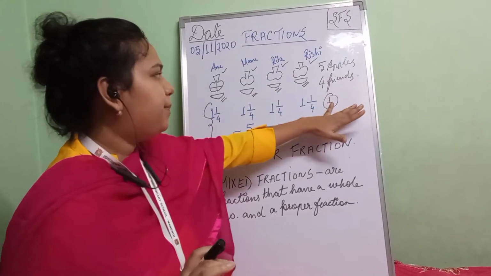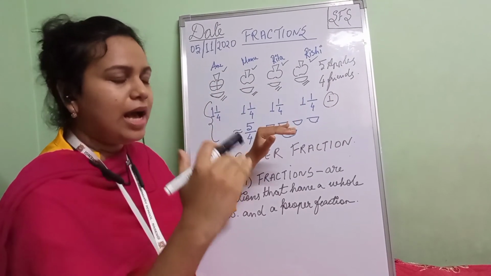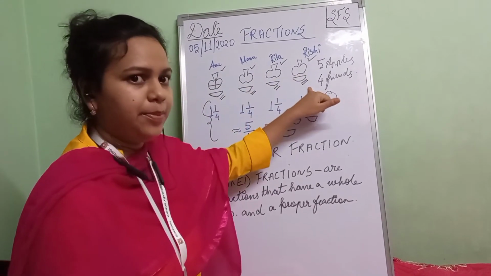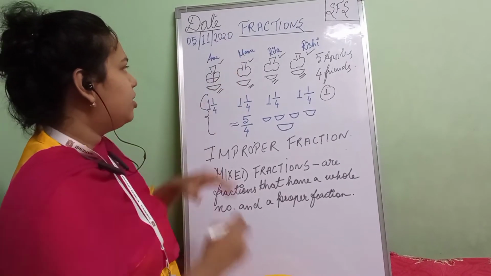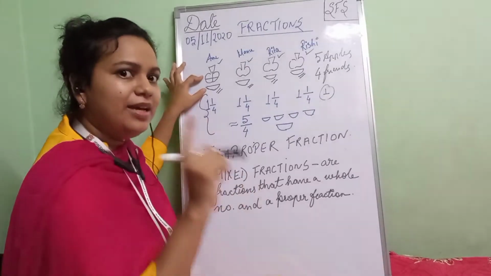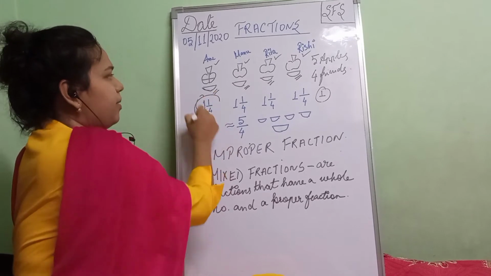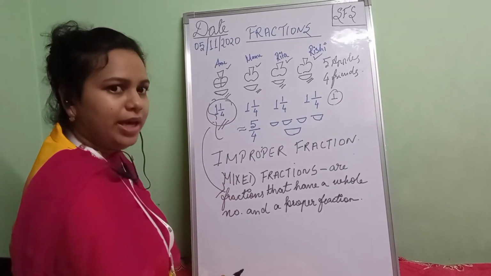So that 1 apple, we divided among the 4 friends. We cut it into 4 parts and divided it among the 4 friends. So how much did one person get? One person got 1 apple and 1 by 4 of the last apple. And this expression is your mixed fraction. Okay?